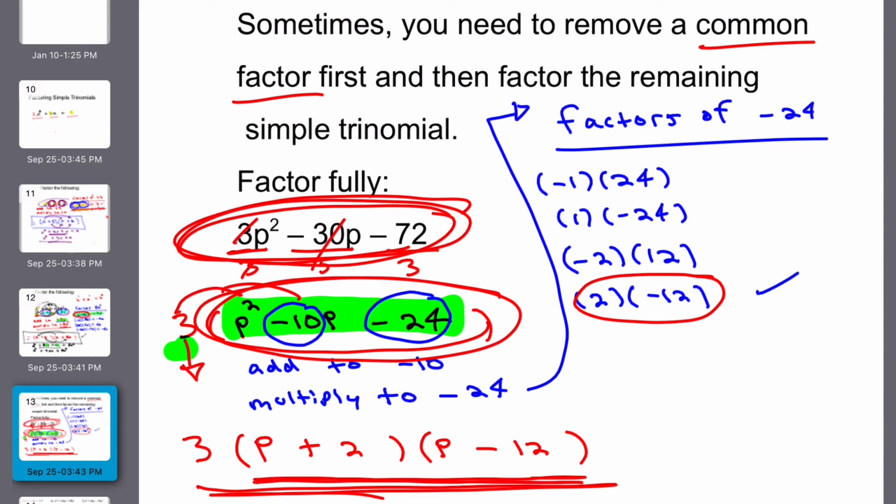Okay, so that's it for today, guys. Simple trinomial factoring. It is indeed simple.